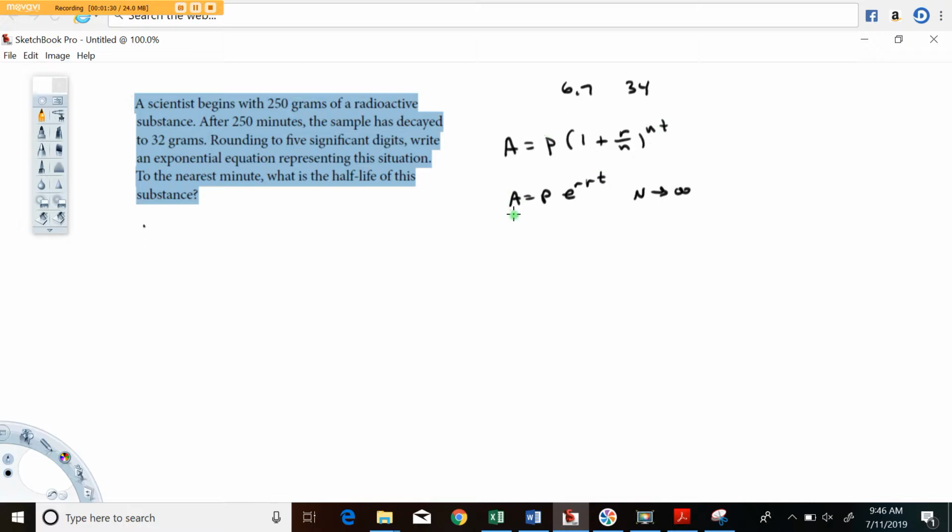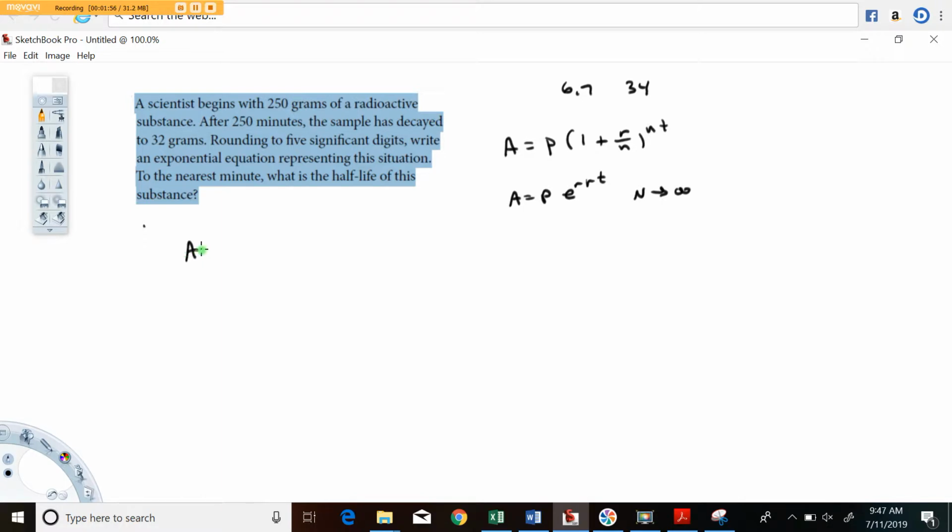So these equations basically do the same thing. It's just that this one is used for finite numbers of compounds, like if your money is compounded twice a year, or 12 times a year, or maybe 360 times a year. This is used for continuous compounding. So this is used for population growth, or in this case, this radioactive decay, because what you have to realize here is that every second that goes by, some of this stuff is disappearing. So we're going to start with this.